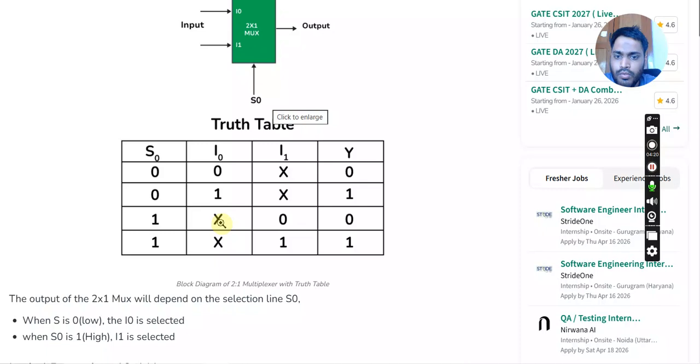So this is the form of disabling. X is the form of disabling. So this is the disable form. So output will be following the input. So 0, output will be 0, 1, output will be 1.